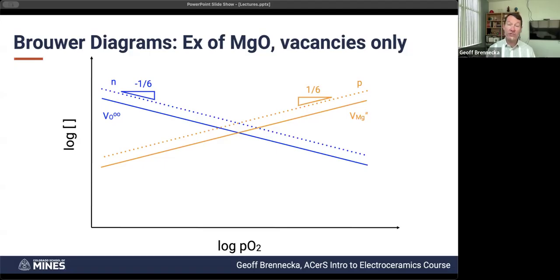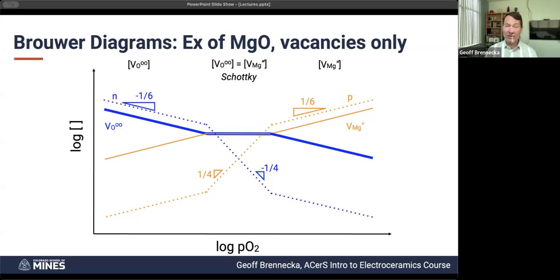So this example is just showing you two regions. You can imagine there could be a possibility where any of these defects and compensating mechanisms that we've talked about could end up dominating under certain scenarios. So another example is maybe I have a system where the oxygen vacancies dominate at really low temperature or really low PO2s. The magnesium vacancies dominate at really high PO2s, but in between there's a region where the lowest energy defect pair is actually Schottky.